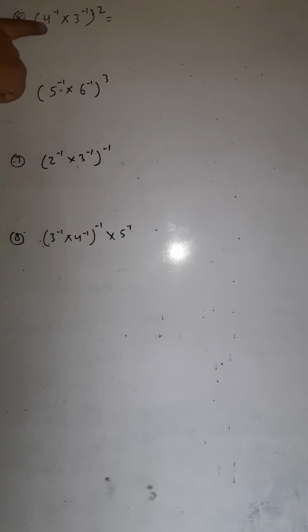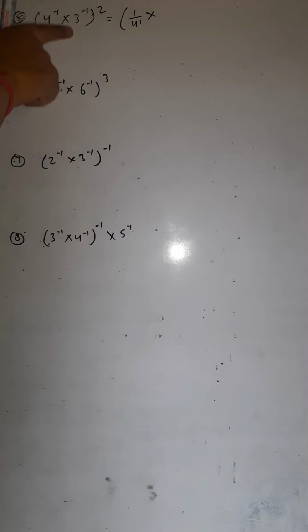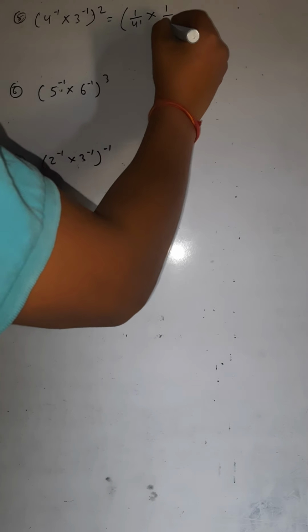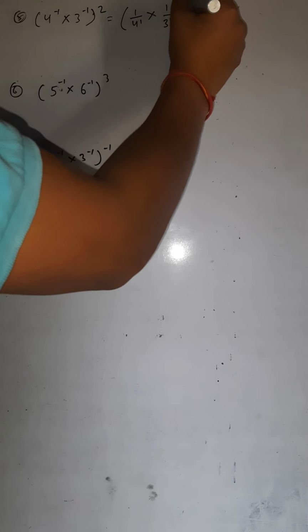Okay, now how to solve this question? I would make these powers positive first. So how to make? 4 raised to the power minus 1 can be written as 1 by 4 raised to the power 1 plus 1. Similarly, 3 raised to the power minus 1 can be written as 1 by 3 raised to the power plus 1, then whole raised to the power 2 there. Okay, so now just solve this.